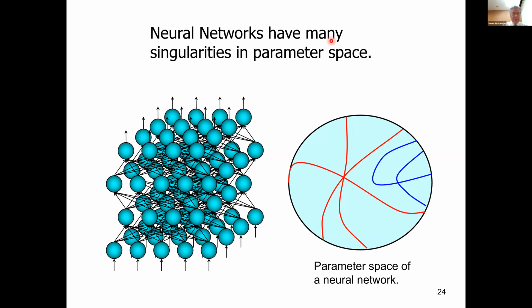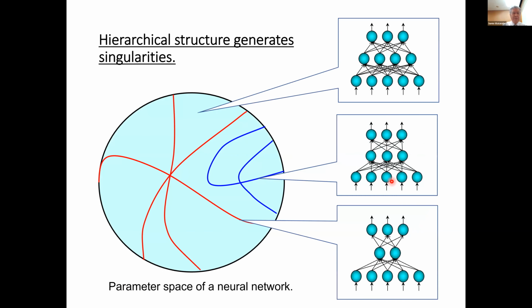However, neural networks have many singularities in parameter space. Here you can find singularities. This set corresponds to this statistical model, and this set corresponds to this statistical model, and this set corresponds to this statistical model. So a neural network has a hierarchical structure, and it contains many statistical models in one statistical model. This is the parameter space of a neural network.